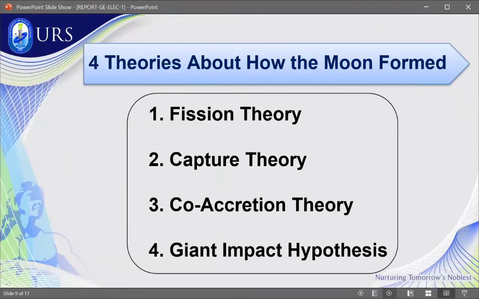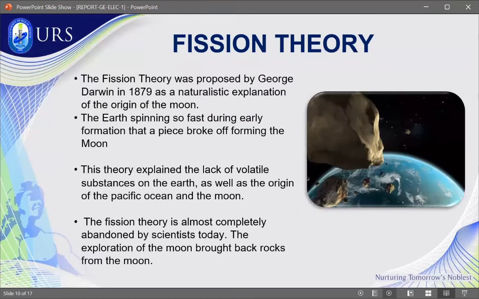The four theories about how the moon formed. Hello, I'm Giancarlo Aipa, and I'm going to discuss the fission theory. Just a little background about George Darwin. He is a mathematician and astronomer, the second son of Charles Darwin, who was also a very famous naturalist at that time. He proposed this theory in 1879, but unfortunately, it did not receive much attention because most people at that time were not particularly interested in the moon's origin.